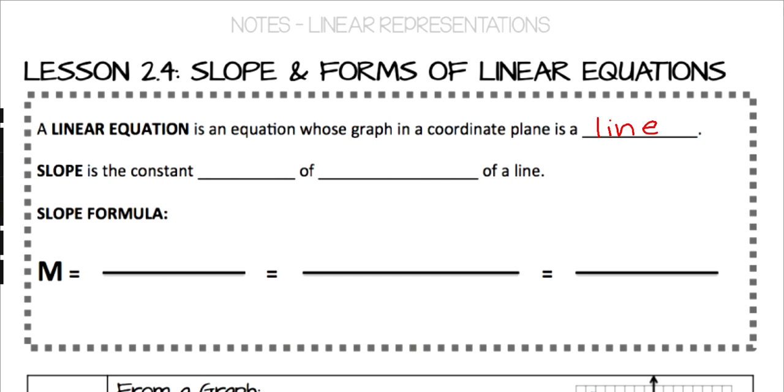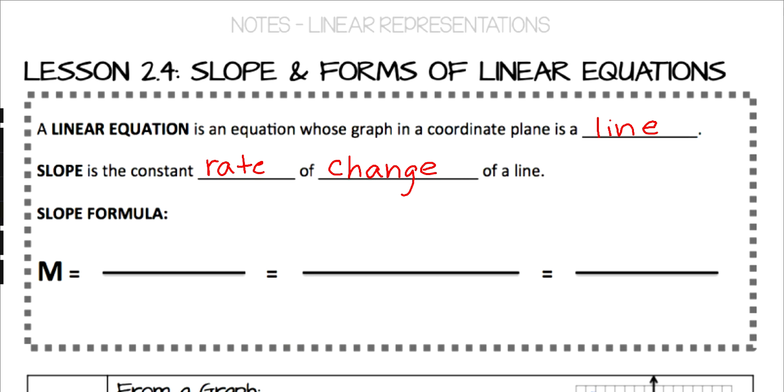So when we're talking about lines, we often talk about slope, and slope is the constant rate of change of a line. So we're talking about how slow or how fast the line changes over the course of the graph. So slope is the constant rate of change of a line. When we're talking about slope, there are a few different ways that we can talk about it and find it. One way is with our slope formula.